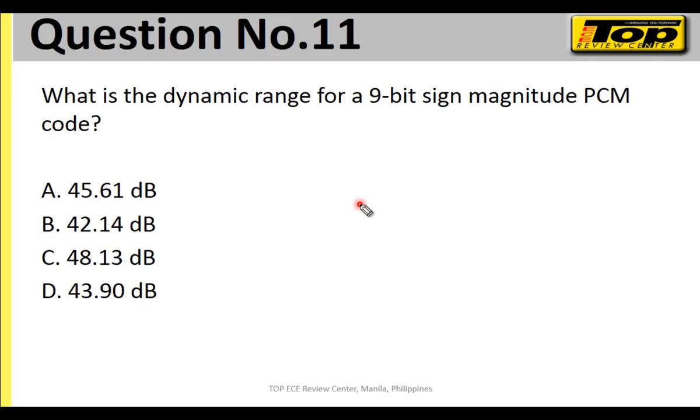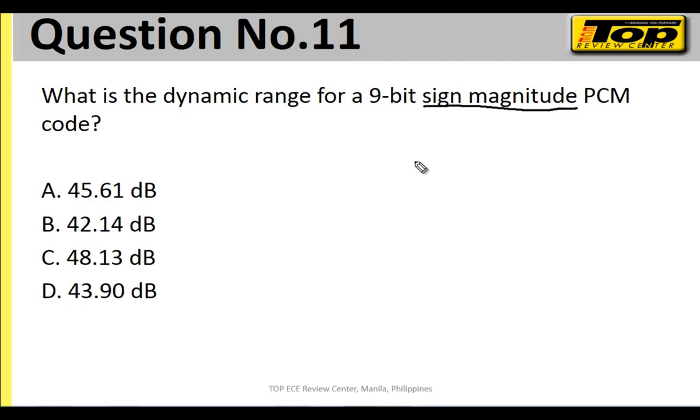Number 11, what's the dynamic range for a 9-bit sine magnitude? Take note, this is sine magnitude. Pag tayo ay nagka-quantize, kina-quantize natin yung analog signal, hindi kasama yung sine. Yung sine kasi will give us the direction of the signal, whether it is going positive or going negative. Pero pag ang hinahanap natin is yung mismong value, we don't use the sign. Okay? So pag kinuha natin yung dynamic range, hindi 9-bit ang gagamitin natin. We will be using only 8.